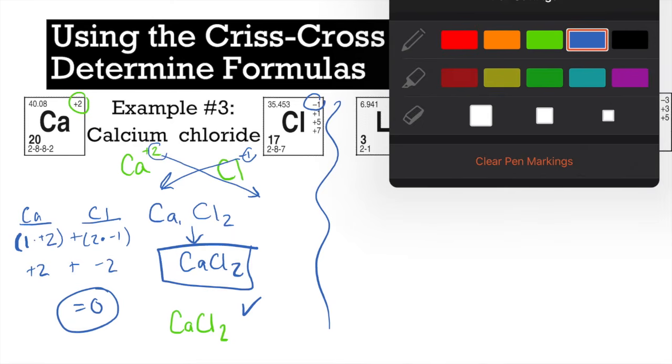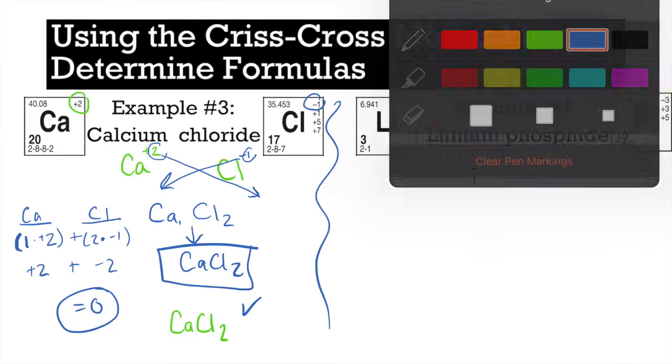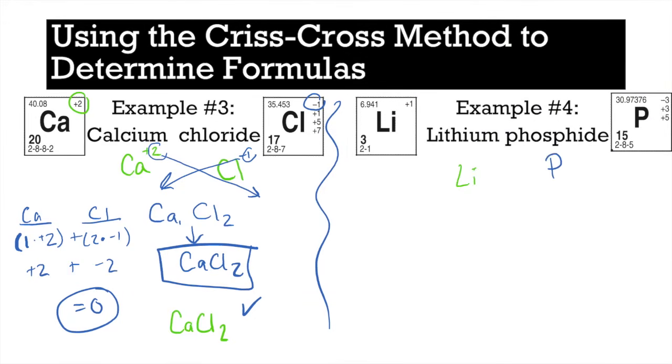If we go and do the next one, lithium phosphide. So lithium is Li, and phosphide, again, we're talking about phosphorus, is P. So for lithium, we're going to use that +1 charge, and for phosphorus, we're going to use that top number, -3. And then you're going to crisscross, and you get Li3P1. Again, you don't need to write that 1, so it would just be Li3P, like that.